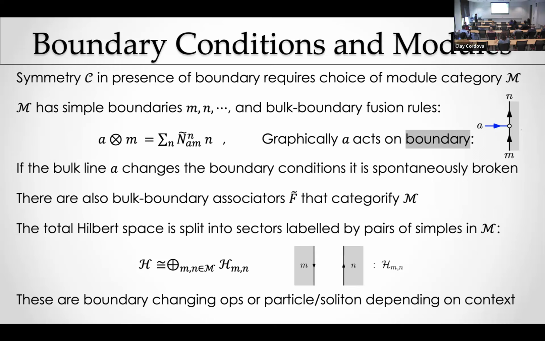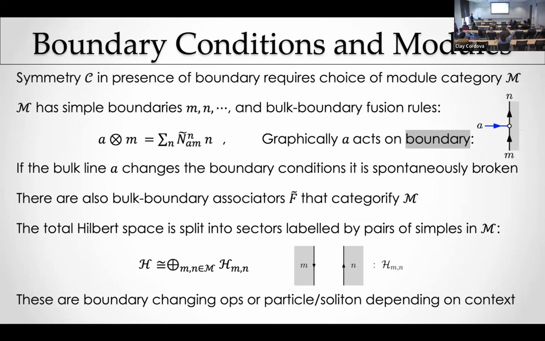Here is a boundary. This gray will always mean empty; the non-empty part is in between. So here's a boundary, M. A is one of these fusion category symmetries. You can act on it when it comes in and it gives you N. That's also reflected in this bulk-boundary fusion rule. In more physics terminology, if this bulk symmetry line changes the boundary condition, then it's spontaneously broken, and if it preserves the boundary condition, then it is not spontaneously broken. This accounts for both possibilities. And I should say, just like I showed you some associators, some F symbols for the fusion category, there are similar bulk-boundary associators that make this M into a module category, not just a fusion ring.